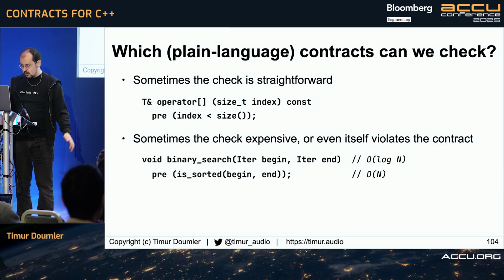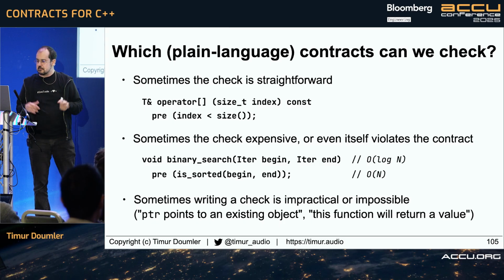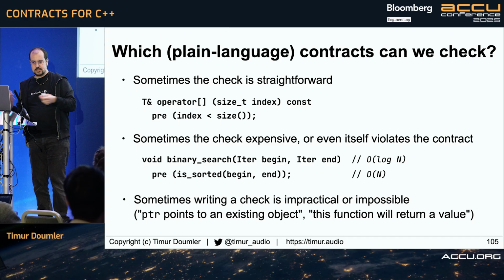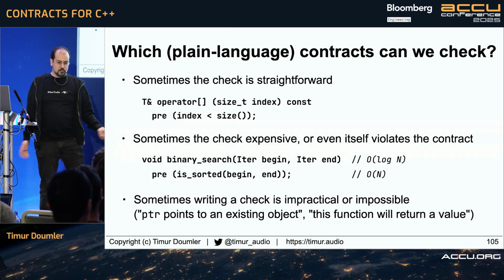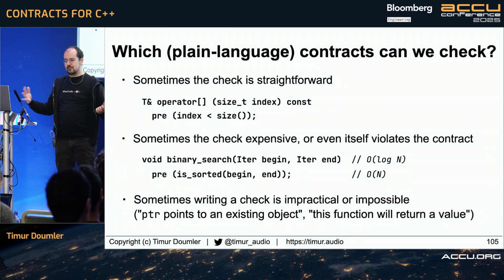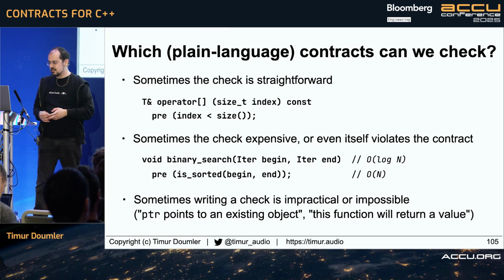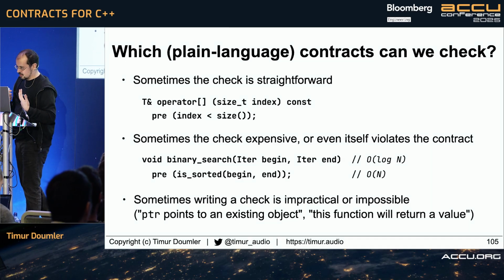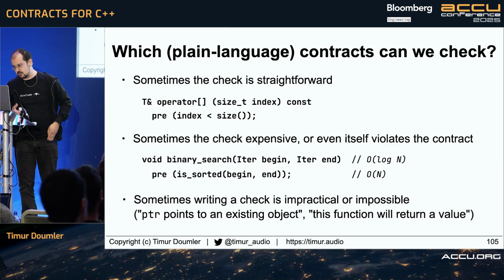And sometimes it's even worse. You cannot even write an expression in C++ that checks the contract. Like, this pointer points to an existing object, right? You need instrumentation to do this. Or something like a borrow checker in Rust, which we don't have in C++. Or this function will return. That's the halting problem. Obviously, you cannot write a Boolean expression that verifies that, but that is still part of the actual contract. So again, contract assertions are just there to check some subset that you can express or choose to express in code.